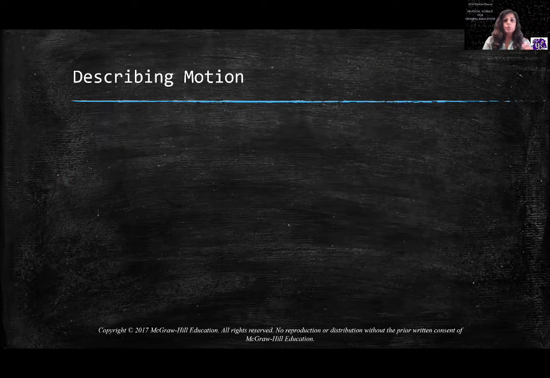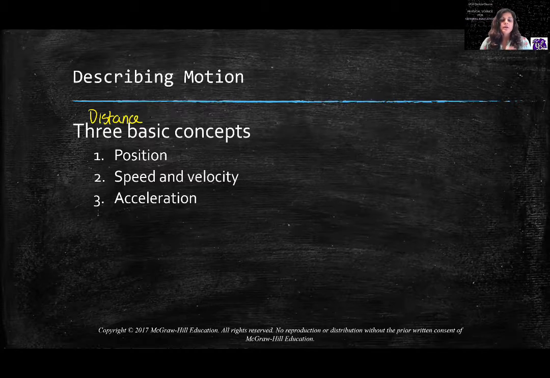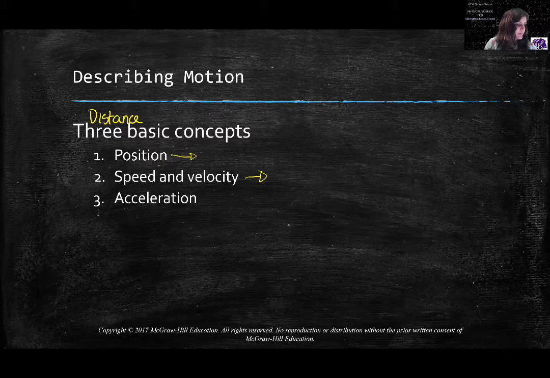All right, so we describe motion by looking at distance. We look at distance, we talk about position. When we're talking about motion, the position has changed. The speed and velocity. Now, here's some words we have not met before. What do you understand by speed? Speed is how fast something's moving.